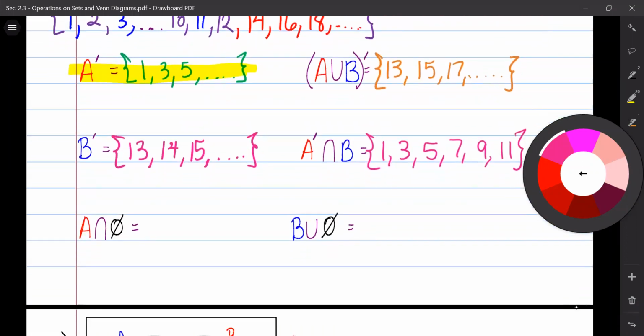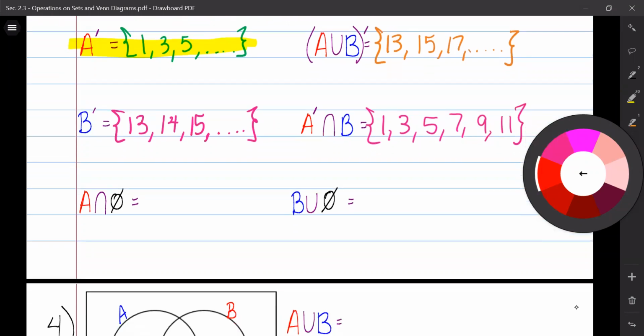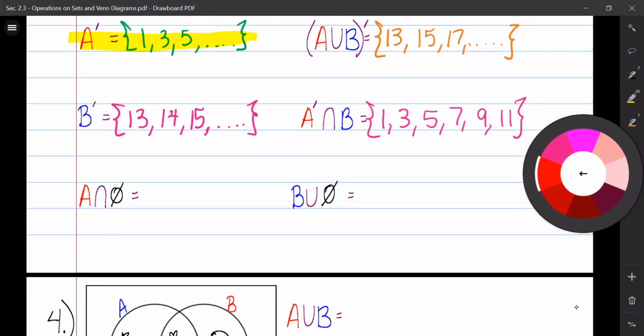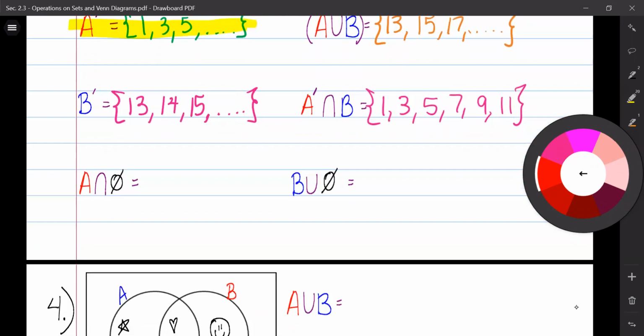All right, then we're looking at A intersected with the empty set. So what elements does A have in common with the empty set? Well, what elements are in the empty set? Nothing. So what does A have in common with nothing? Nothing. So that's the empty set. So the empty set intersected with anything is always the empty set. It's kind of like multiplying by 0.